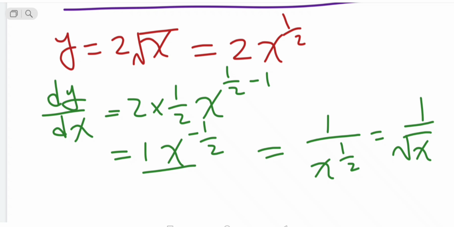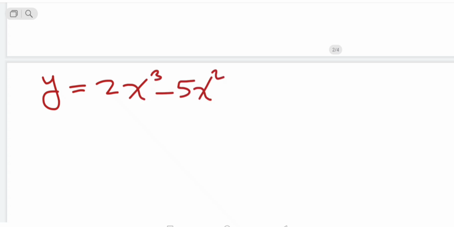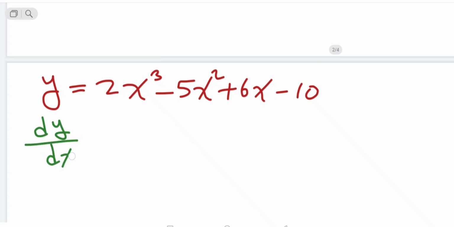I hope you understand. Look at the next question. They gave you a polynomial. Find the derivative of the polynomial y equals 2x power 3 minus 5x square plus 6x minus 10. Okay, find the derivative. Derivative means dy over dx. With respect to x, we are going to find the derivative.